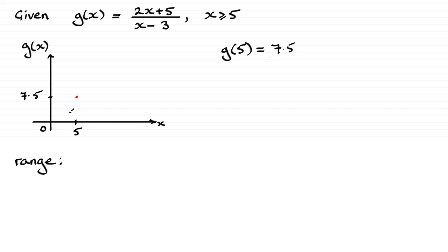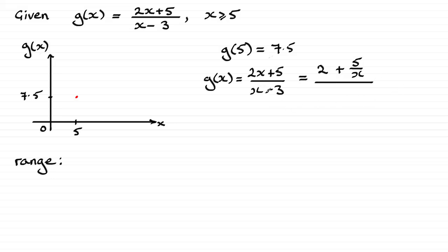Now, when I look at g(x), we can see that it is (2x plus 5) over (x minus 3). I don't like the look of that. It looks very complicated to sketch. So what I'm going to do is just divide top and bottom by x, so I can see what the behavior is as x gets larger. So 2x divided by x is just going to be 2, then we've got 5 divided by x, so 5 over x, and all over x divided by x, which is 1, and then minus 3 over x.